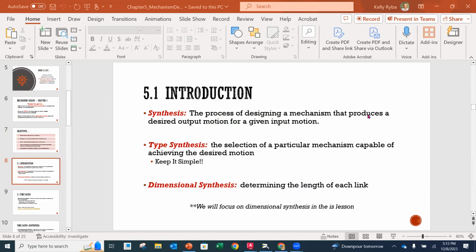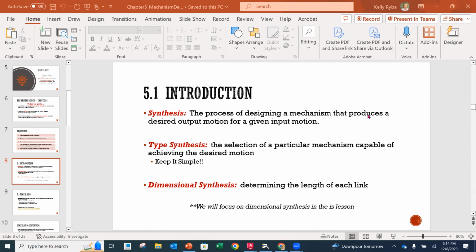So section 5.1 is our introduction. They talk about synthesis, which is the process of designing a mechanism that's going to produce a desired output motion for a given input motion. It's like all you're given is what we need in the end, and now you get to design it. Additionally, there are usually a couple more constraints, namely space, which you have to fit your design within. But other than that, you have the freedom to decide how you're going to accomplish it.